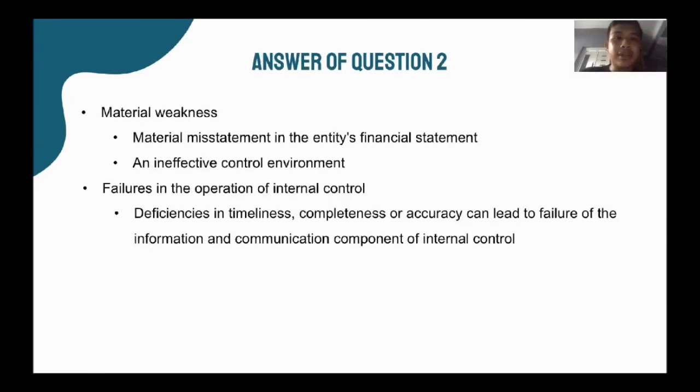Third, material weakness: material misstatement in the entity's financial statements and an ineffective control environment. And the last one is failures in the operation of internal control. Deficiencies in timeliness, completeness, or accuracy can lead to failure of the information and communication component of internal control.